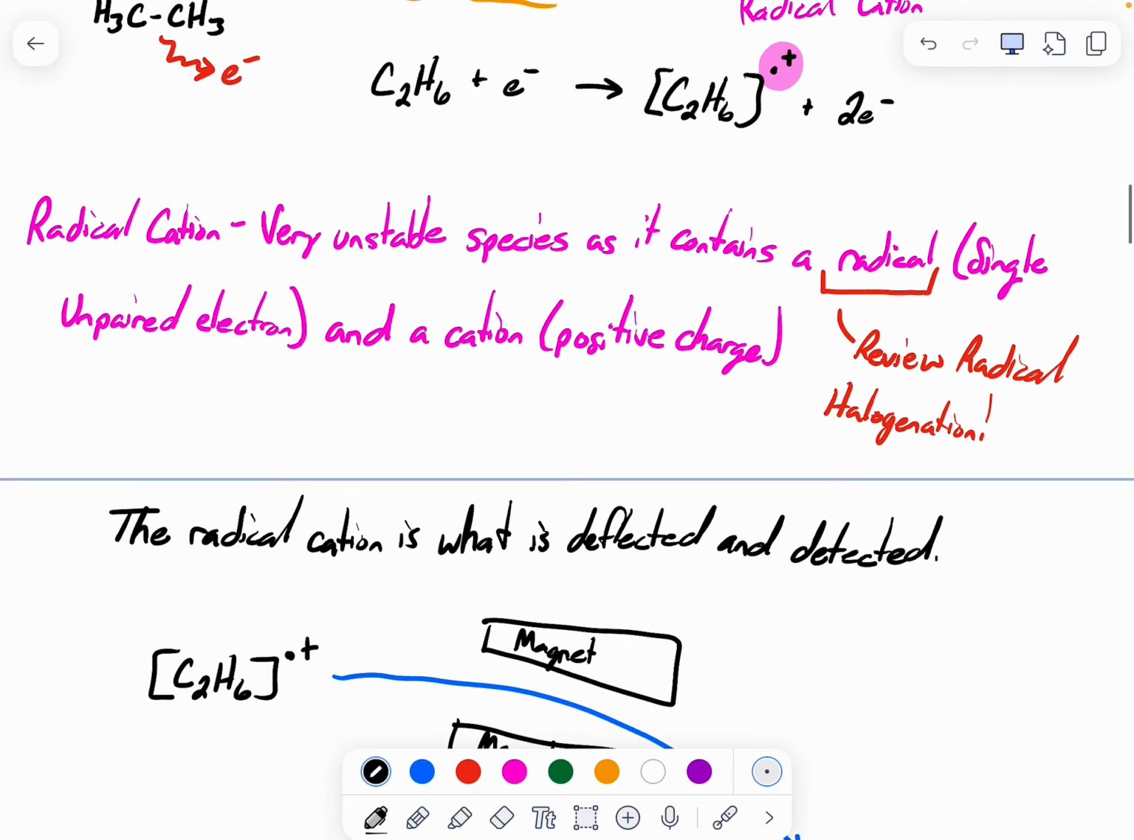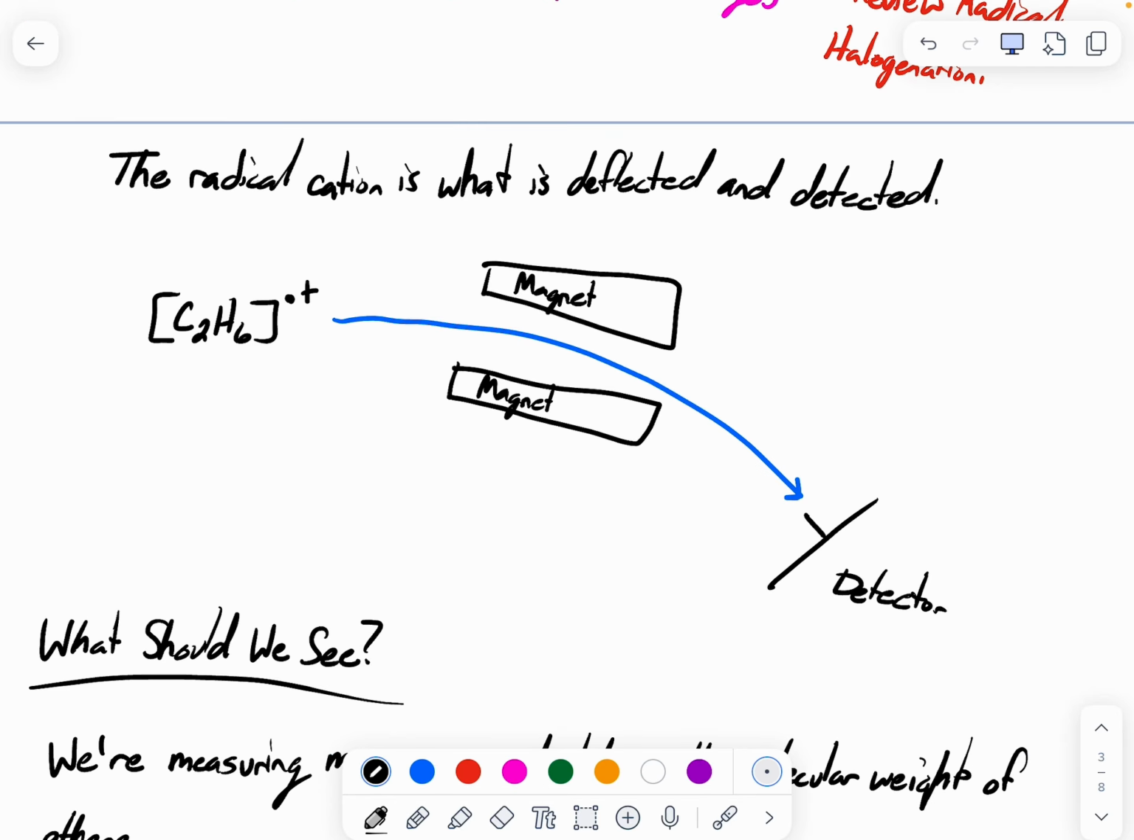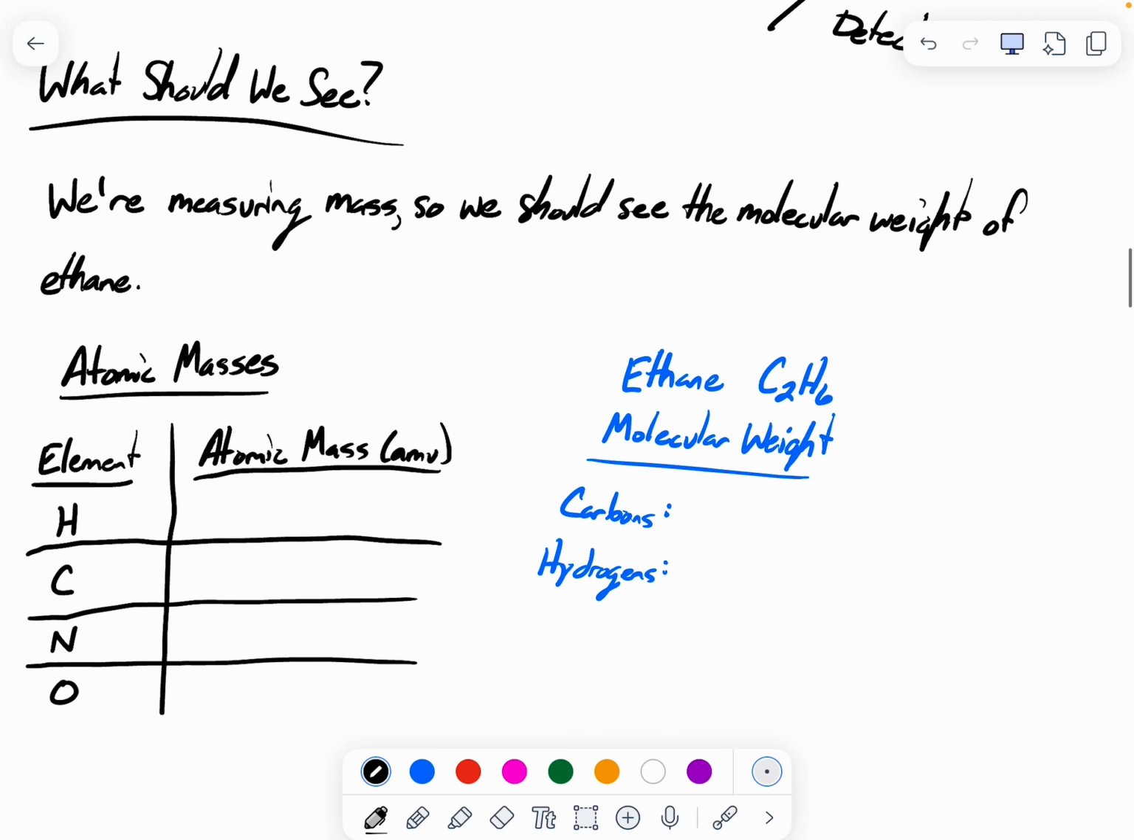Okay, so let's look at how we actually work with these things, right? The radical cation then goes down the chute, it hits the detector, great. What we should see is a mass. That mass is going to be from the atoms that are present in that given molecule. And so when we're looking at these masses, I want to remind you that you can look at the periodic table to get the mass of literally any atom. But these ones right here, carbon, nitrogen, oxygen, hydrogen, they're the ones that we typically see in organic. We're going to talk about some other ones as we go, but this is where we're going to start.